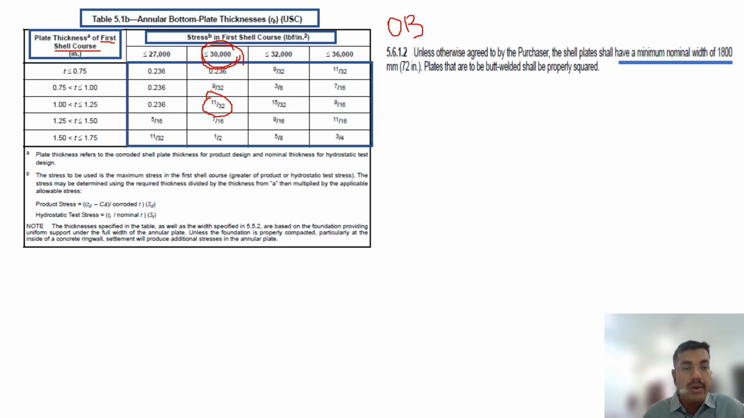Let's say they say 1.1 inch. The first shell course is 1.1 inch and the stress value is 34,000. So it is less than 36,000. And what will be the annular plate thickness? So 9/16 inch. You have to know where the table is. Open book is nothing but finding where the table is. That is most important. You should know where the table is.